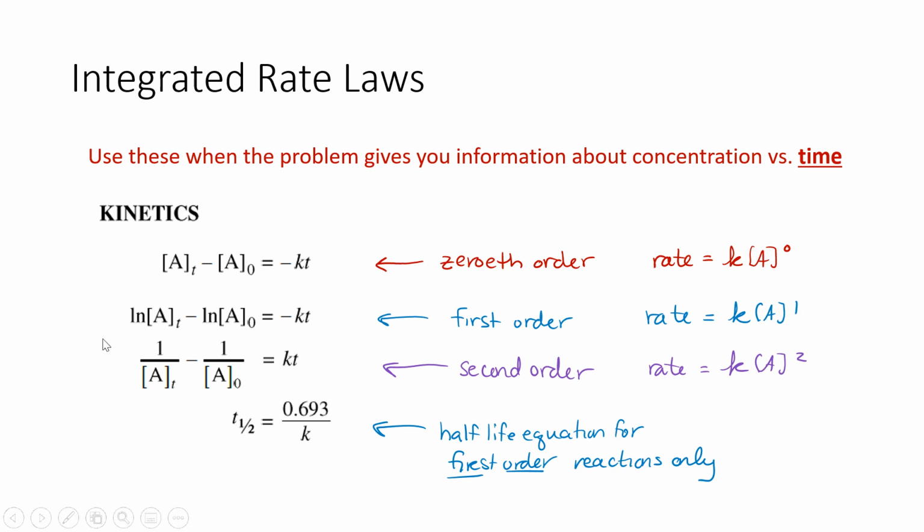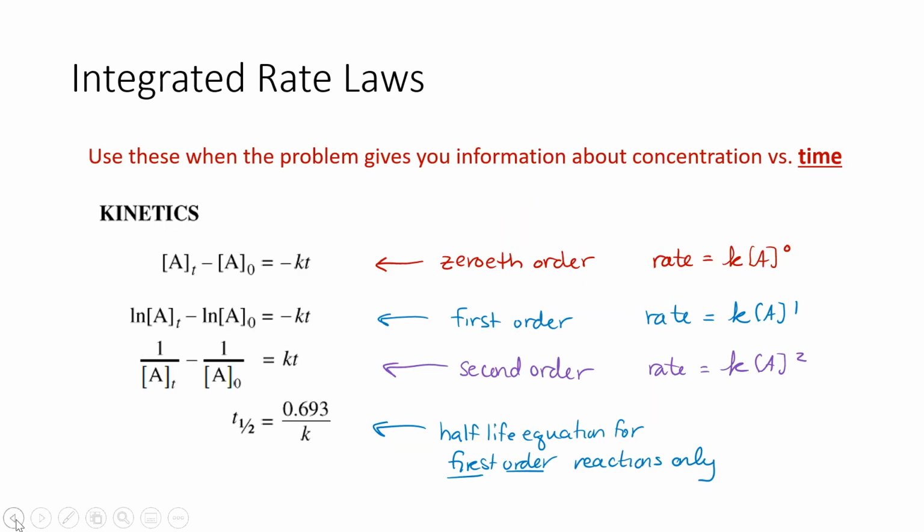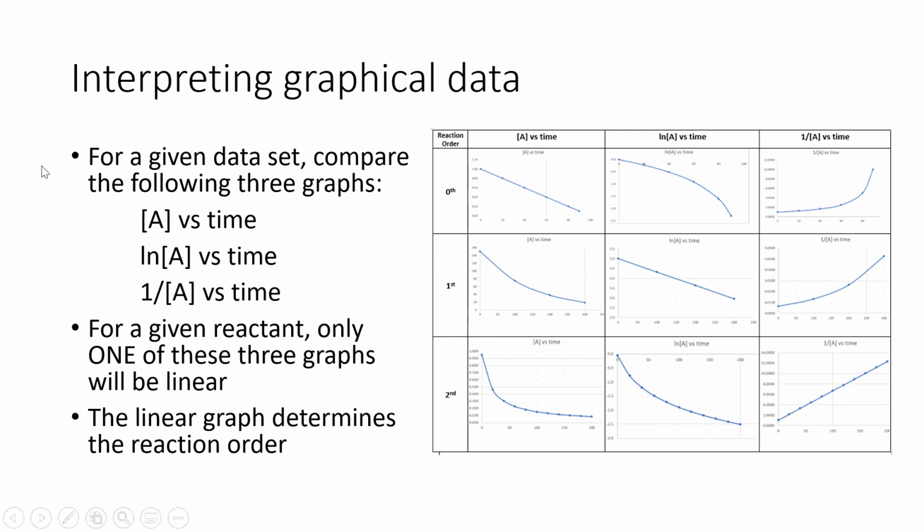So because of these relationships, one useful thing that we can do with these equations right here is, if we're given concentration versus time data, we can use that information to determine what the reaction order is. So this is just a different way of determining the reaction order. In a different video, we talked about the method of initial rates, where you could vary the concentration of the reactant and see what impact that has on the rate. This is a totally different experimental technique.